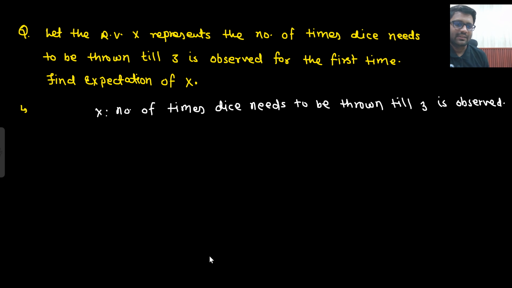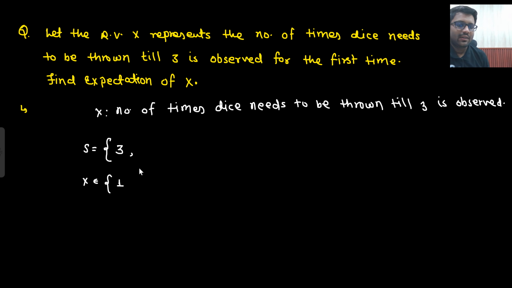This is your random variable x. Now what should be your sample space? What do you think? If I throw the dice one time, basically you are throwing the dice until 3 comes. So you throw the dice, and on the first time only 3 comes. What you will do, you will stop here. So how many times did you throw the dice? Only once. Are you able to understand this point?